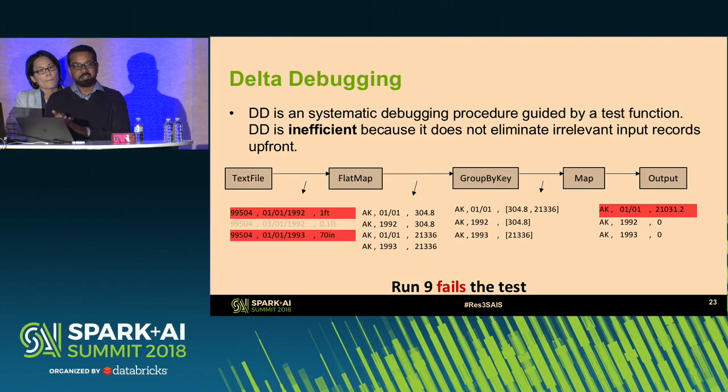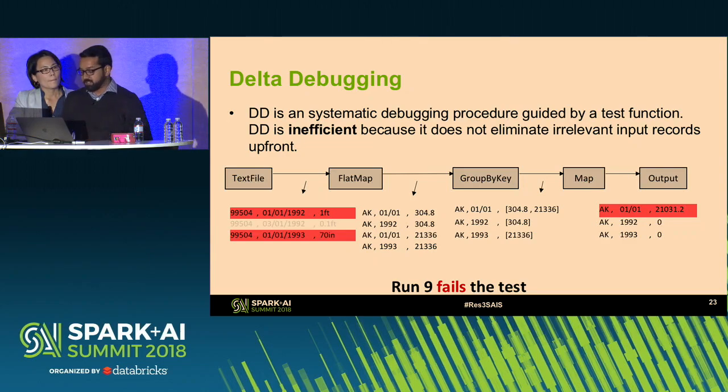So as you can see, delta debugging takes many reruns of the same application to find the precise input records responsible for a test failure. Assuming that you have terabytes of data, it may run like 300 times to just figure out what the precise set of data is.